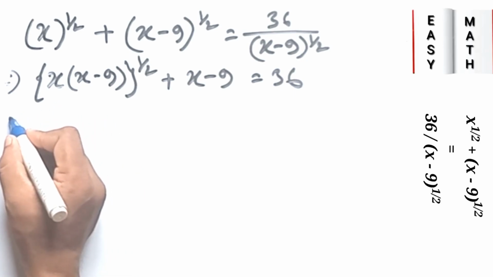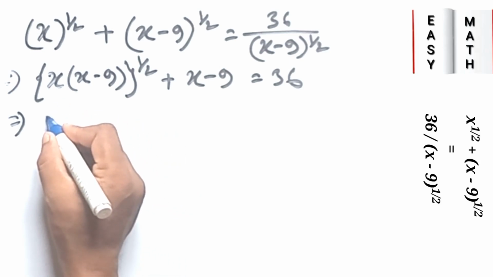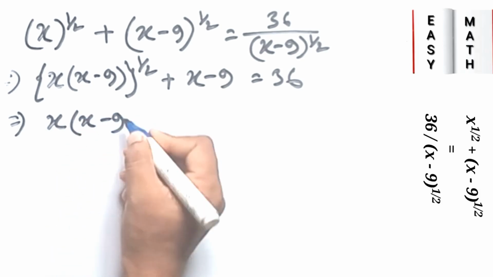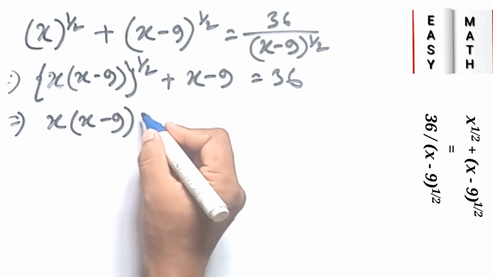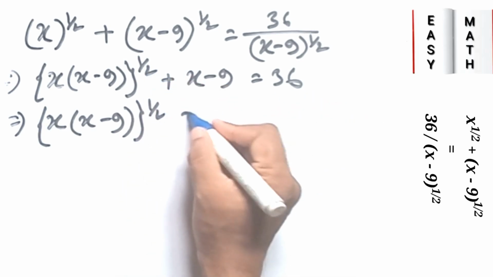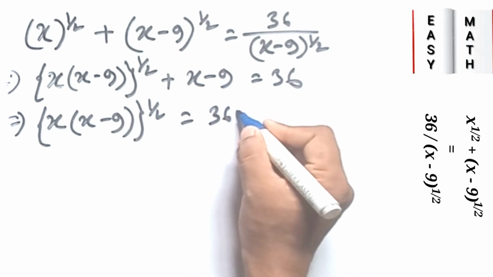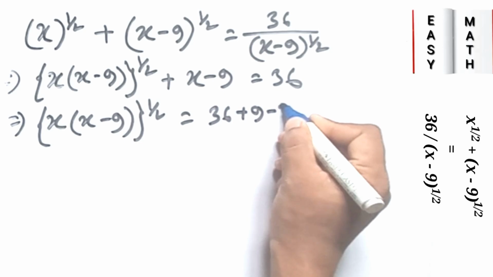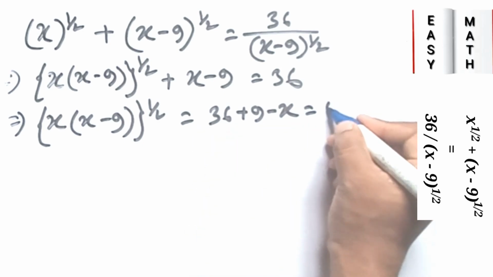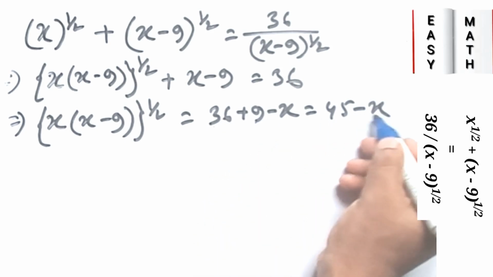And now this x, the x minus 9, and this is the half right there, and this term is here. So the 36 plus 9 minus x. So we can write the 45 minus x, this is 45.